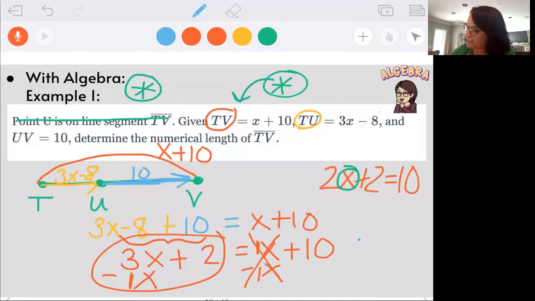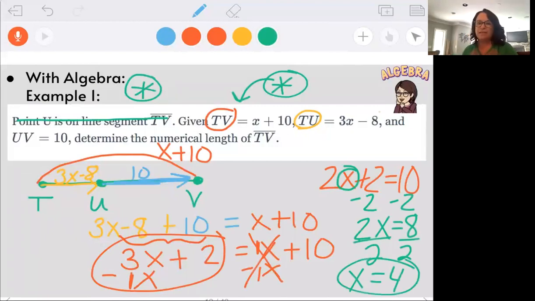So to attack it, I need to get rid of the 2. Then divide both sides by 2. And I get x is equal to 4. And if this was Delta Math, if it asked you what's x, you would type in 4. But notice it doesn't. It says determine the length of T to V.